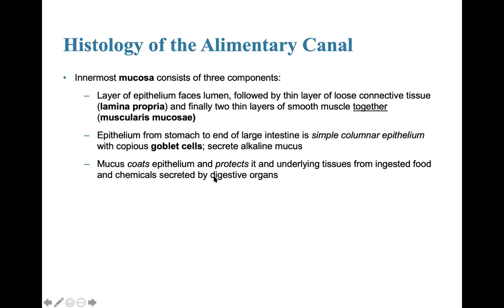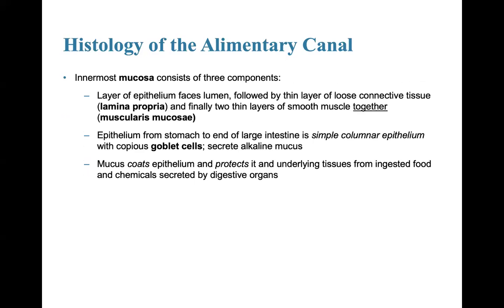The innermost layer, the mucosa, consists of 3 components. A layer of epithelium faces the lumen, followed by a thin layer of loose connective tissue, the lamina propria, which is typically also referred to as the basement membrane. And finally, 2 thin layers of smooth muscle together, the muscularis mucosa.